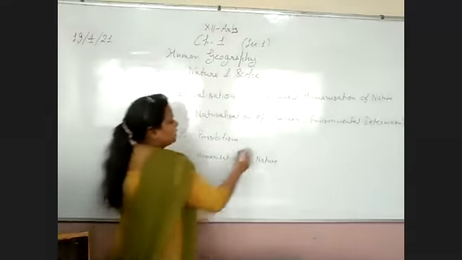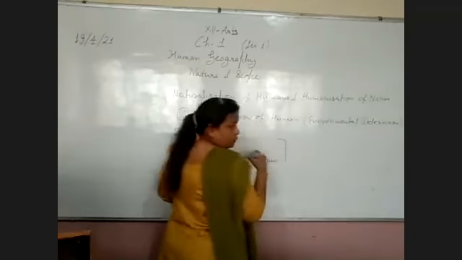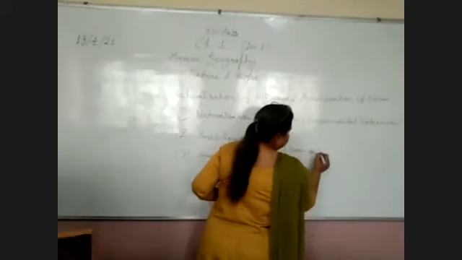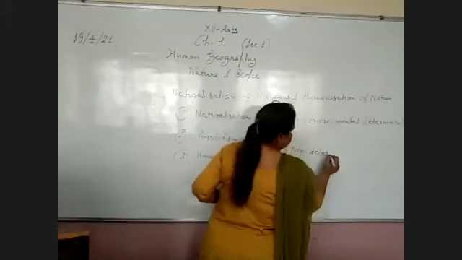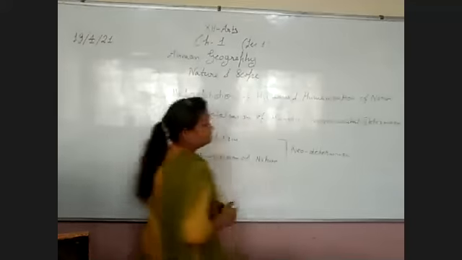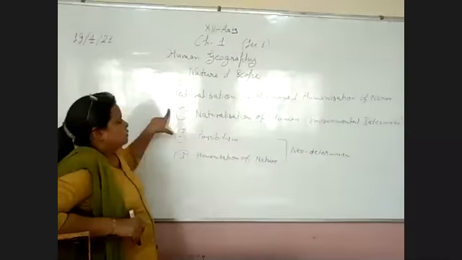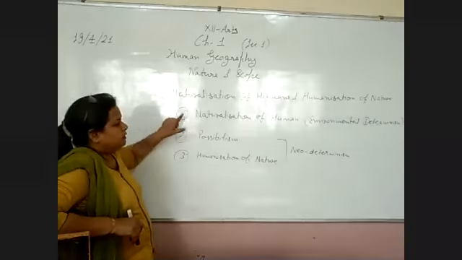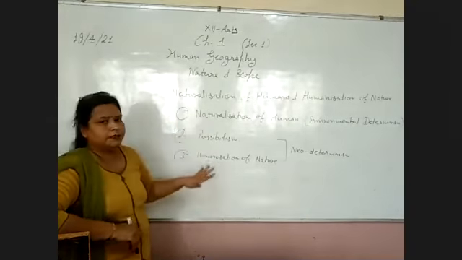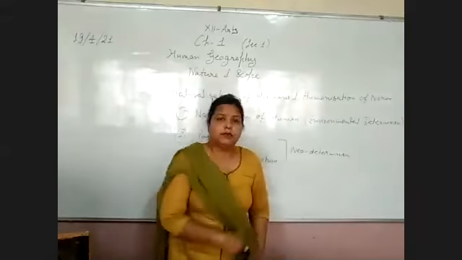Between these two concepts, there is one more new concept that is known as neo-determinism. Right? So we will go through one by one in detail. First is naturalization of human. What was it? It is also known as environmental determinism.